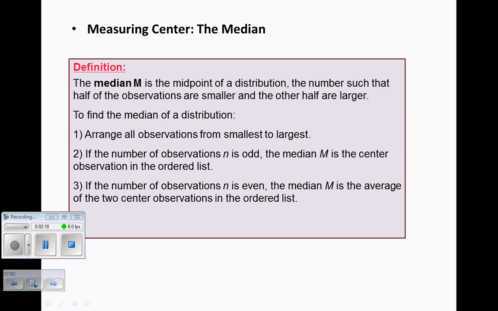All right, so measuring the center with the median. The median is the midpoint of a distribution after everything is put in order. To find the median, the first thing we want to do is arrange all the observations from smallest to largest, so ascending order. If the number of observations is odd, the median is just the center. If you have an even number, then you will have two centers, and you just take the average of the two.